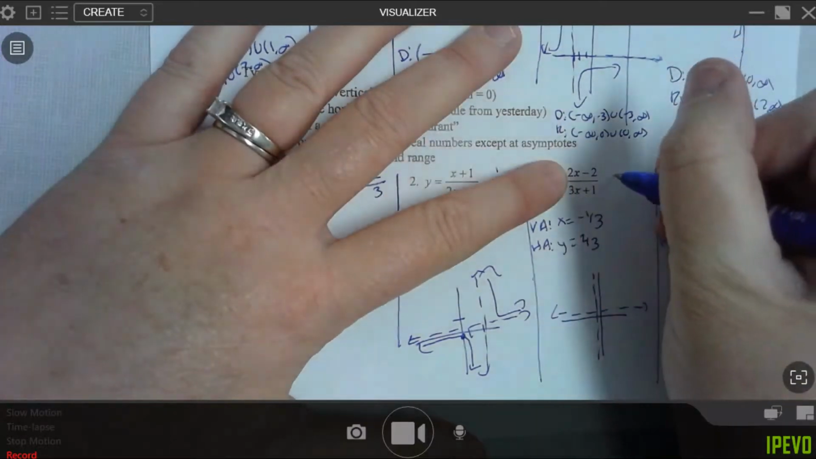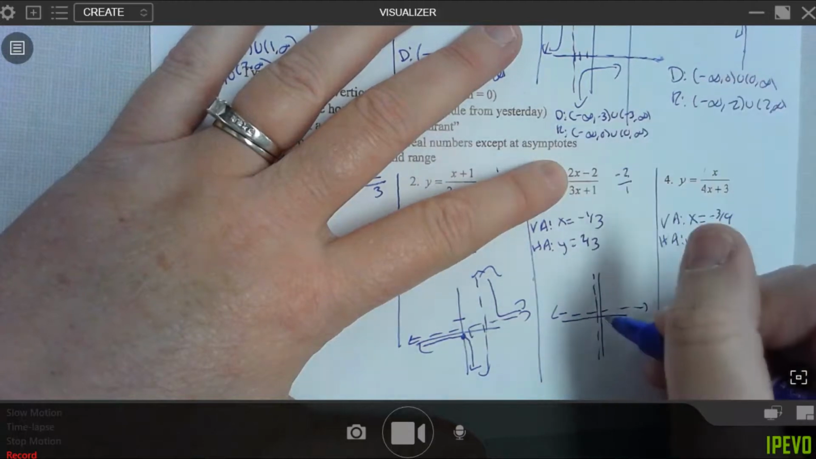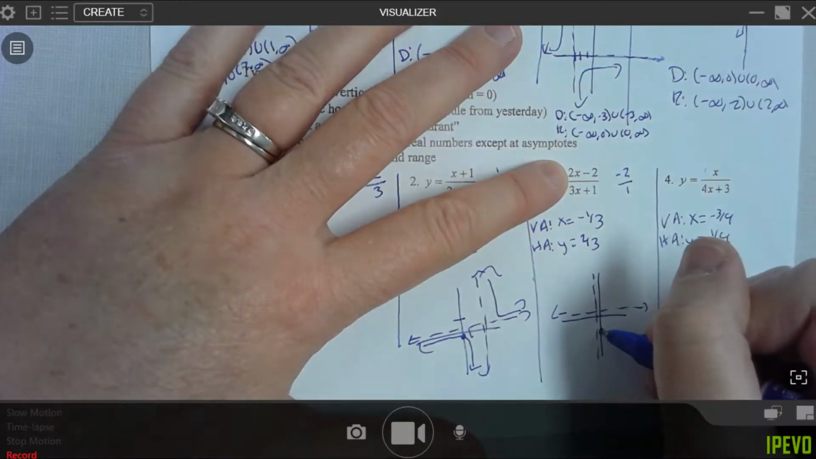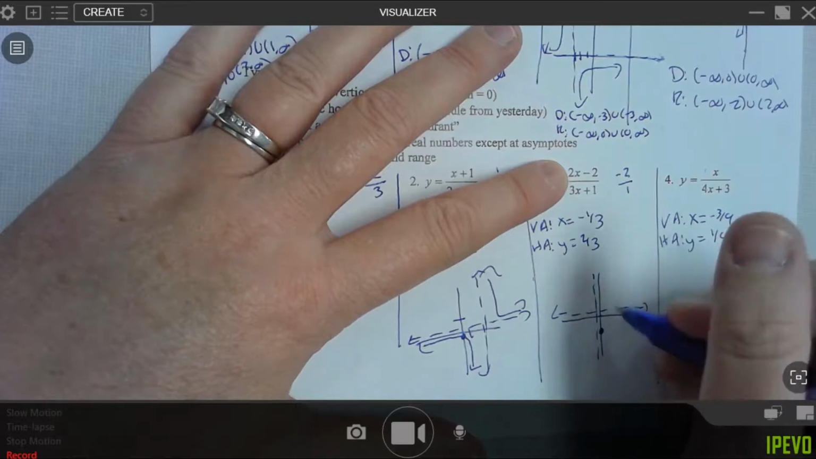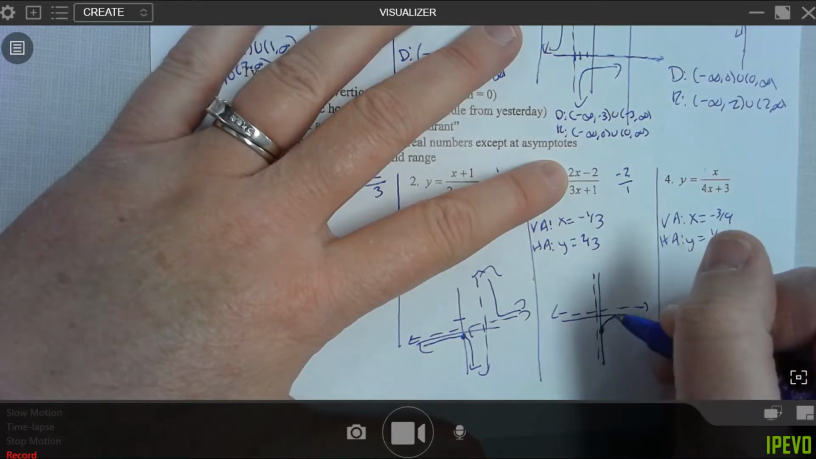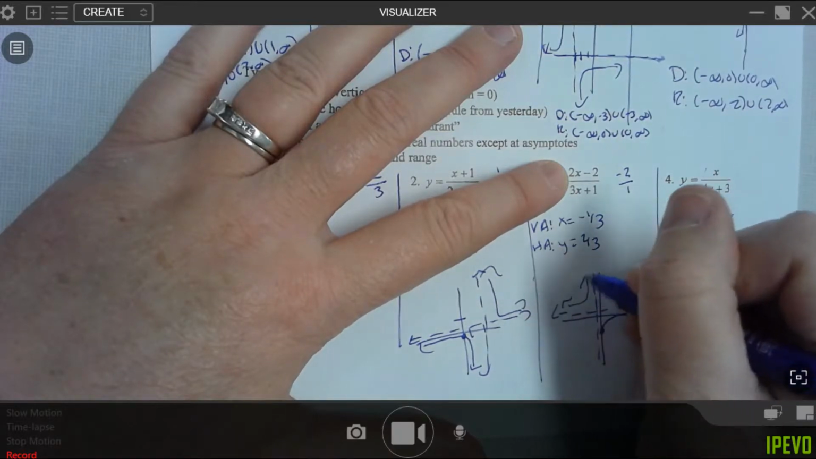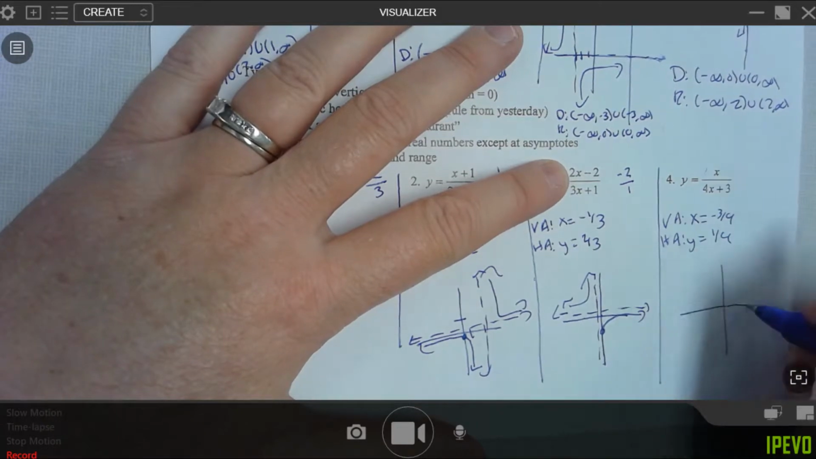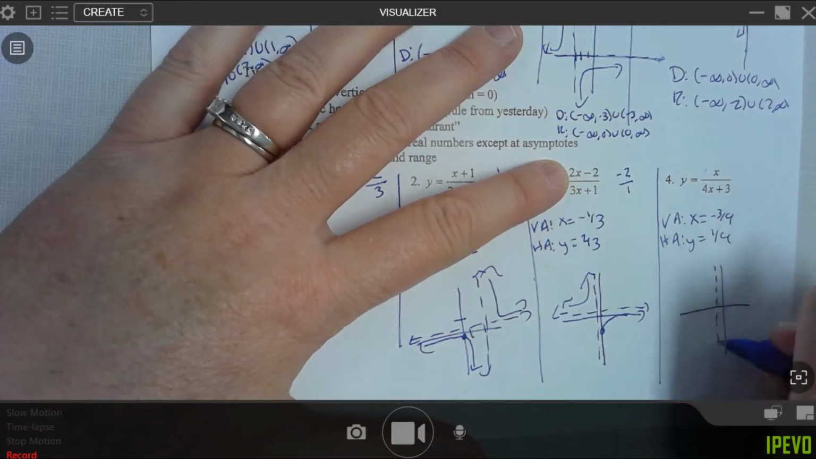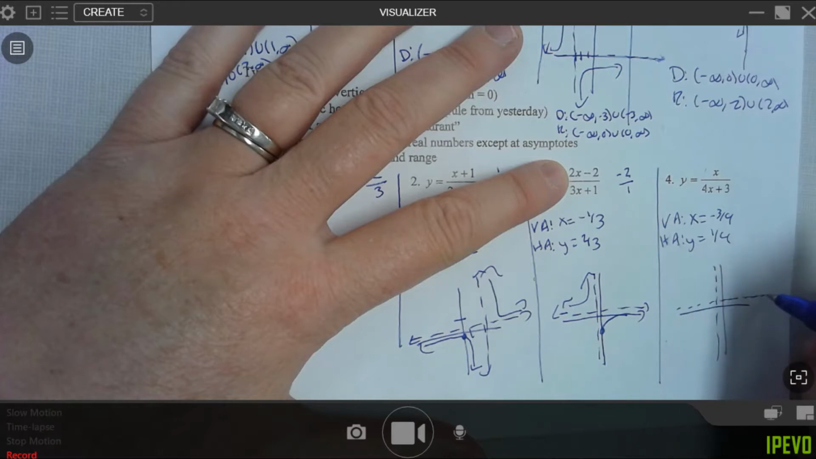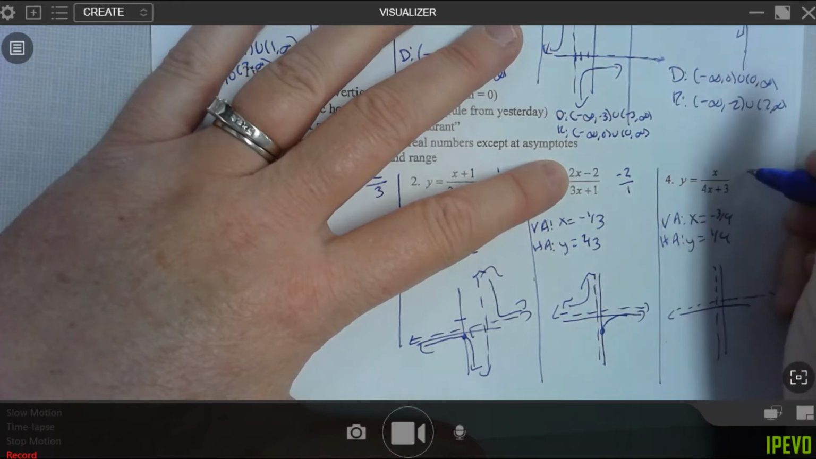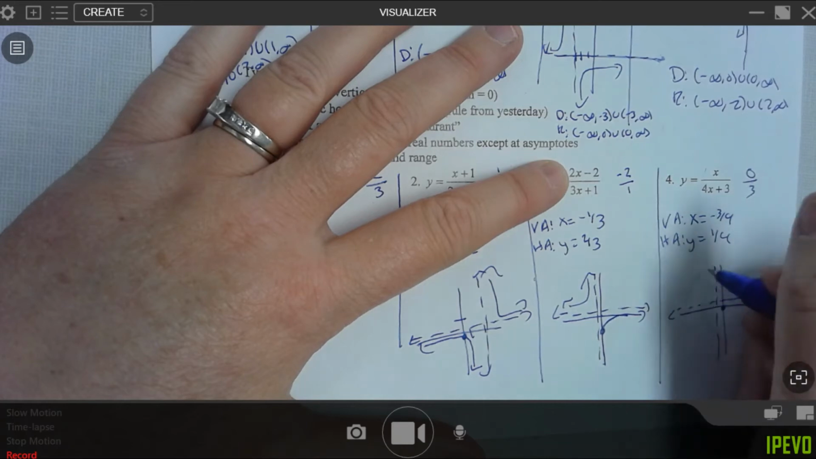Plug in 0, I get -2/1. So when x is 0, y is -2/1. So that puts them in these two quadrants here because that's where the dot is. And 0 gives you 0. So again, it's in these quadrants.